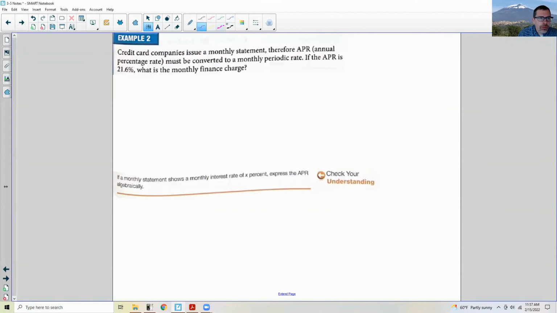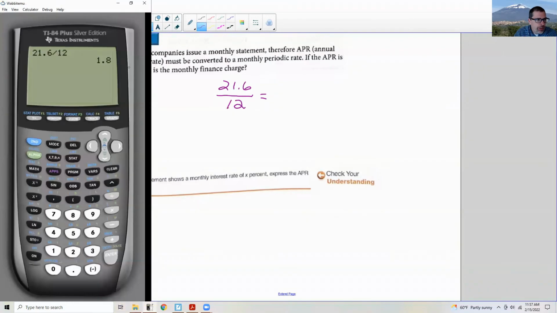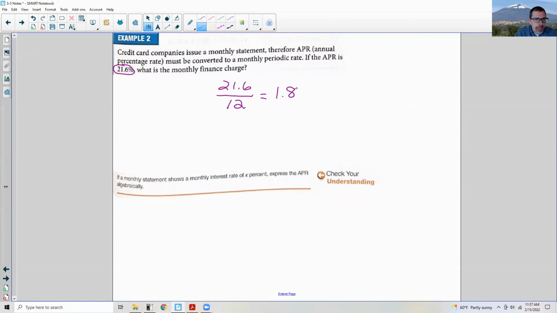Okay, example 2. Credit card companies issue a monthly statement. Therefore, APR, annual percentage rate, must be converted to a monthly periodic rate. If the APR is 21.6%, what is the monthly finance charge? So this is really simple. All you do is take the 21.6% interest rate and divide it by the number of months in a year. And when I take 21.6 and divide it by 12, I got 1.8% monthly finance charge.